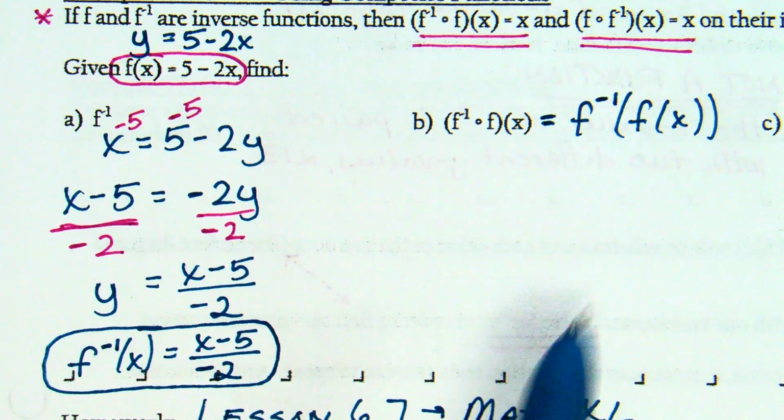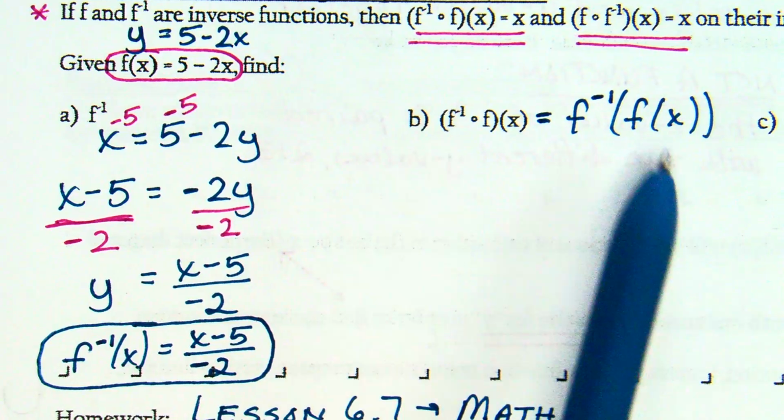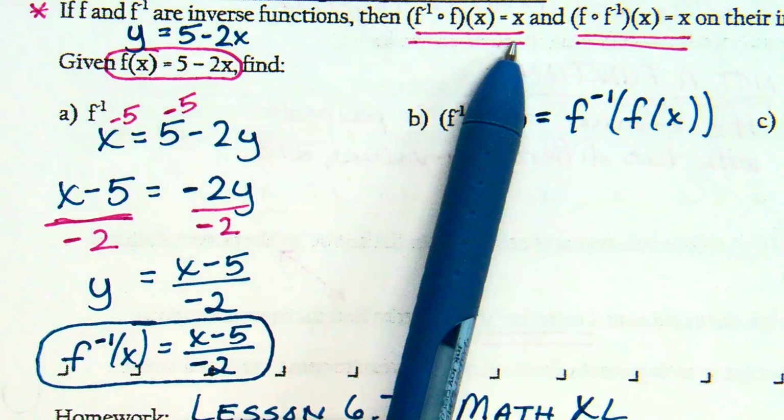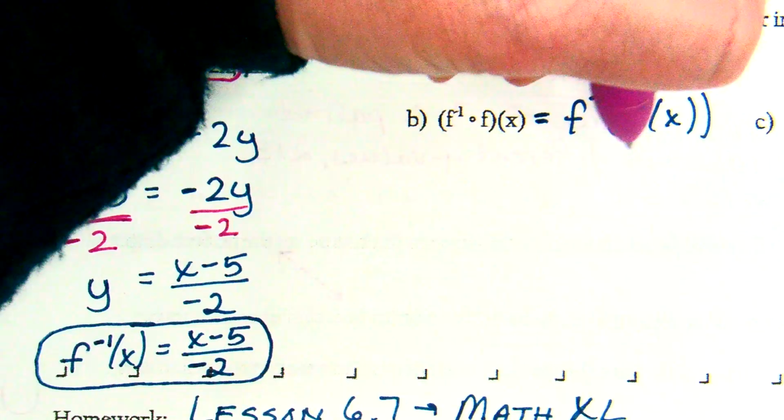So, okay, guys. Now, f inverse of f of x. That means I'm taking f of x and I'm putting it into f inverse. What is f of x? It was given as 5 minus 2x, right? So what we're going to do is take that 5 minus 2x and put it into f inverse.